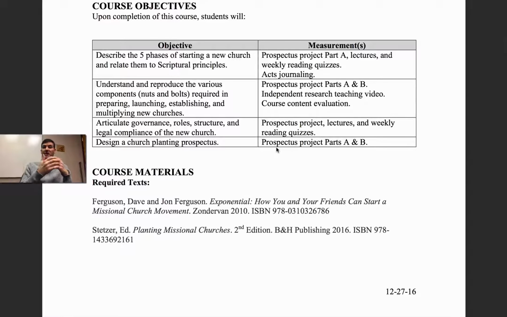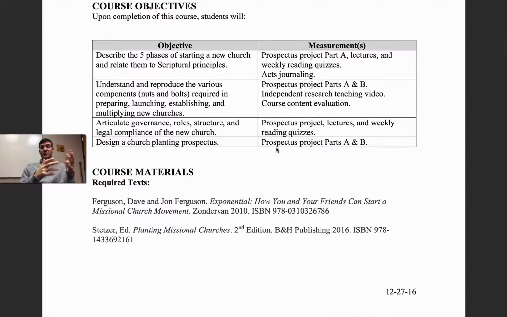And so our objective, first of all, is to describe the 5 phases of starting a new church and relate them to scriptural principles. And so the course is actually frameworked. The frame of the course is the 5 phases of church planting that we're going to go over in a lecture later this week. And to measure that, you're going to be working on the prospectus project. We're going to explain that. Your lecture content will cover this, your weekly reading quizzes, and even your action journaling.